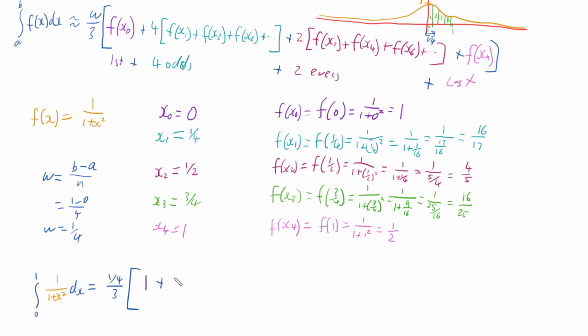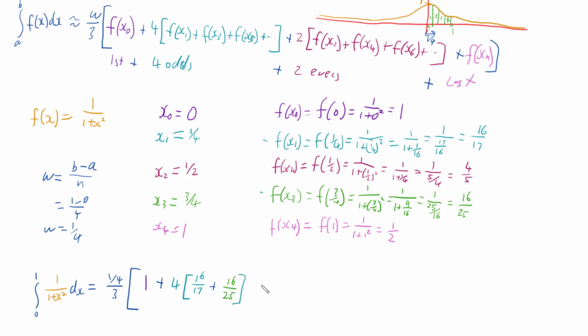Add on 4 lots of, I want all my odd terms. So I want x1, x3, x5, and so on. Well, I've got an x1 and I've got an x3. So I'm going to have f of x1 is 16 on 17 plus f of x3, which is 16 on 25.